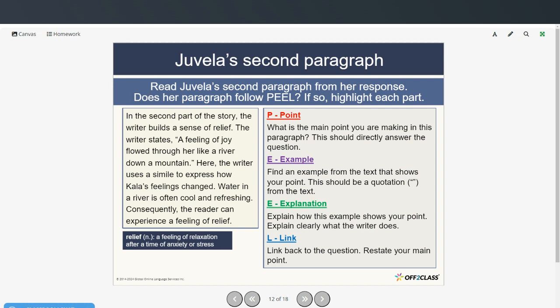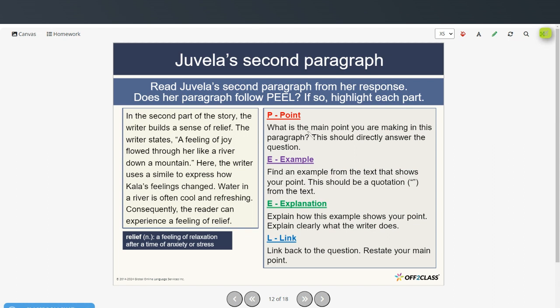Water in a river is often cool and refreshing. Consequently, the reader can experience a feeling of relief. All right, and I'll use the colors that they use to try to, as we go through the points.